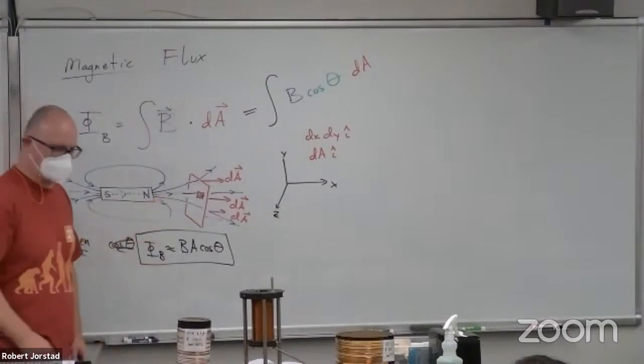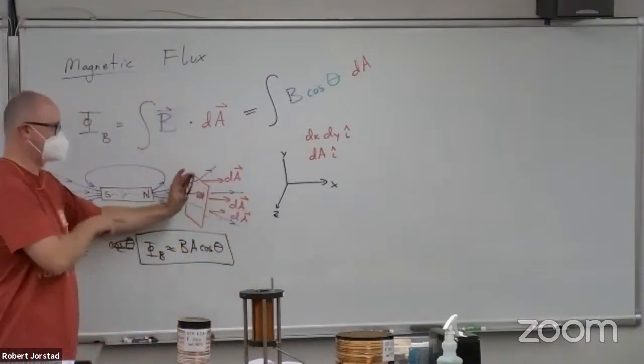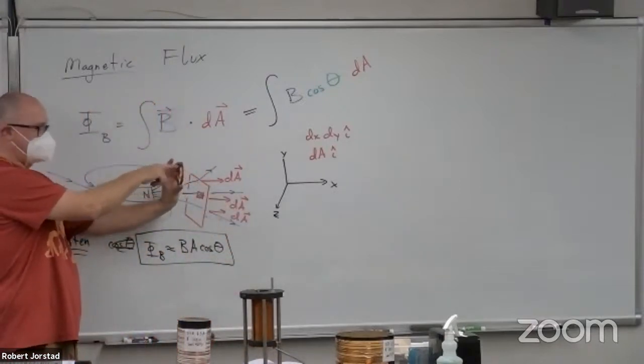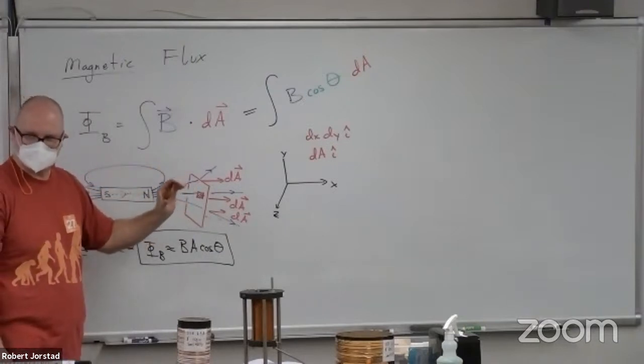The red could be like a coil. So if I brought a magnet near this coil, I could talk about the area of the coil and the B field through the coil. Yep. Is that good? Yeah. All right.